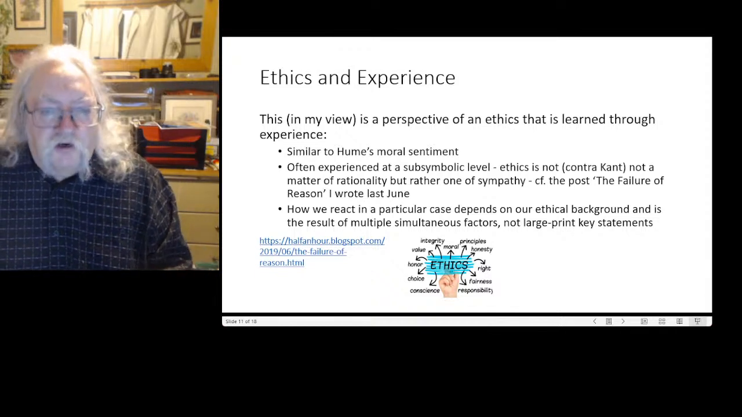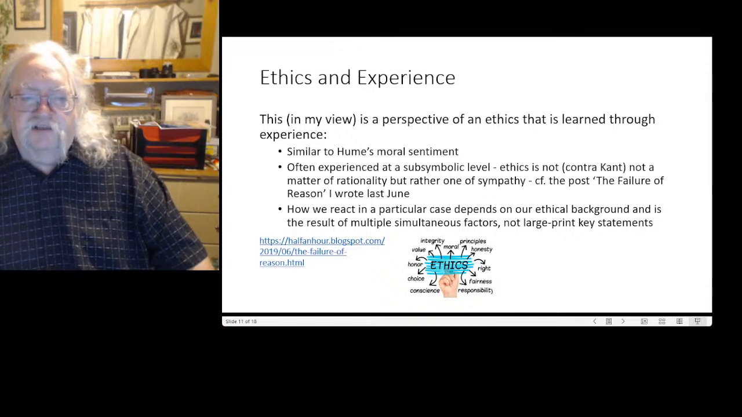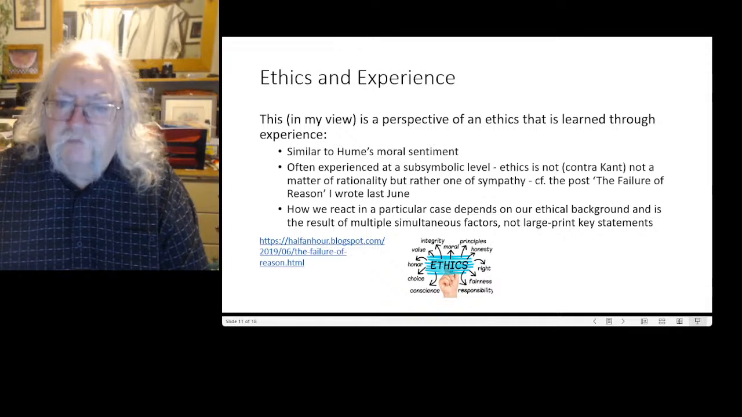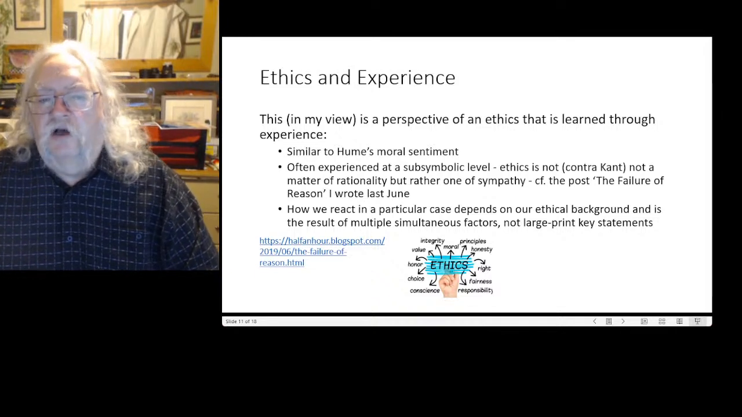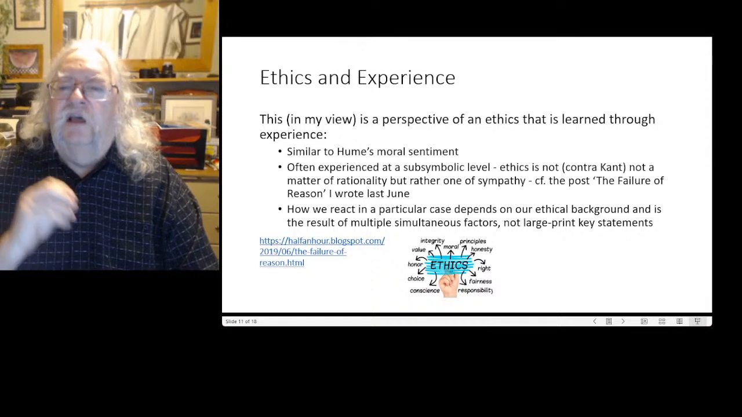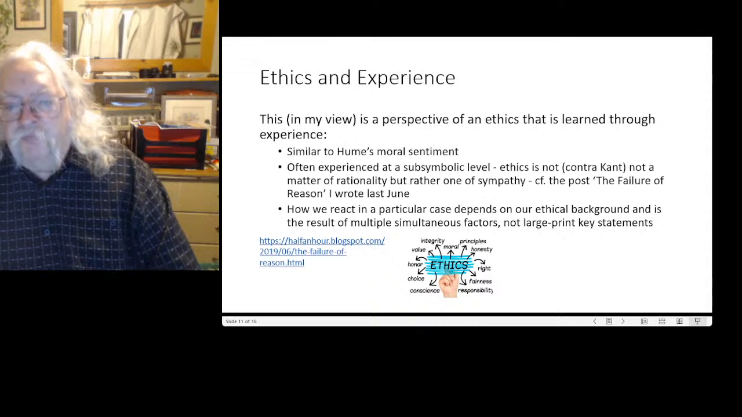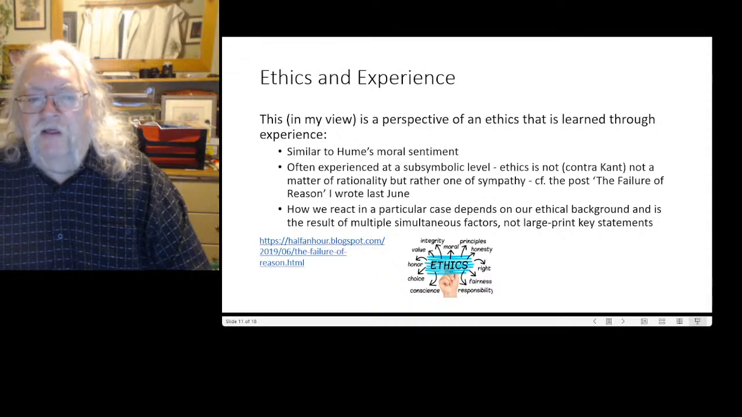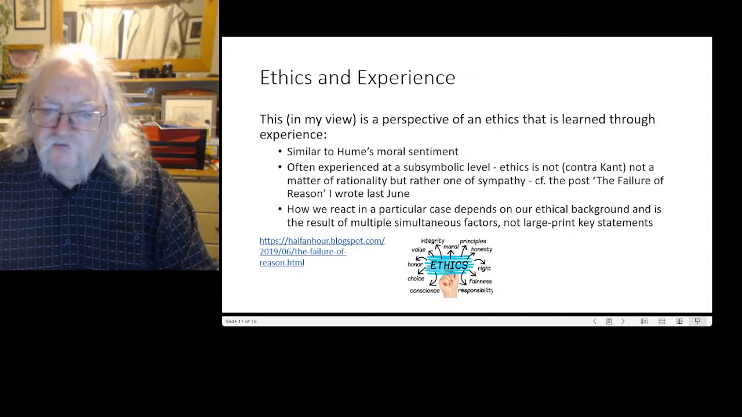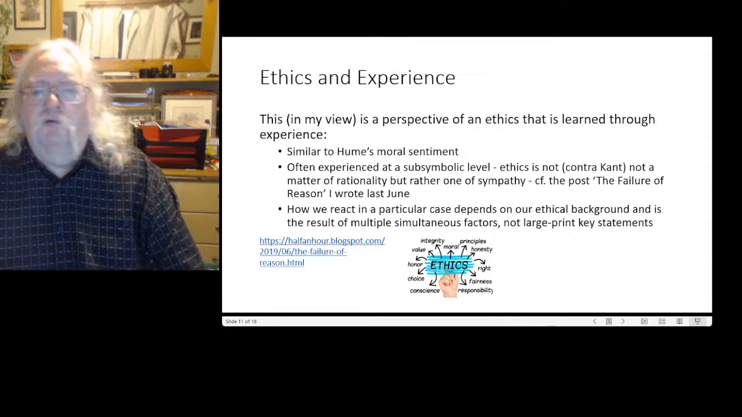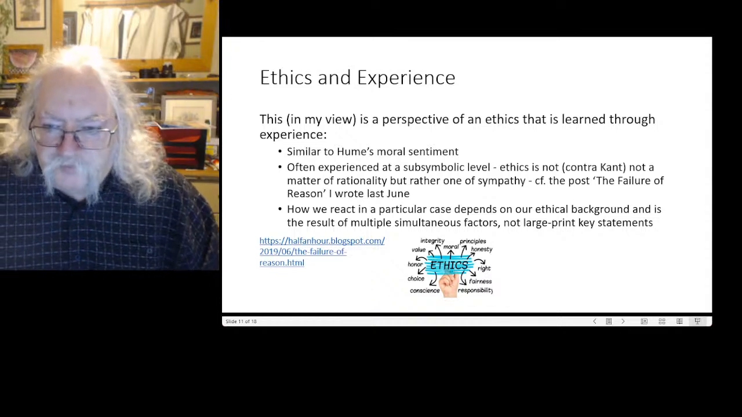And this is very similar to Hume's moral sentiment. I think of this as something that happens at a sub-symbolic level. In other words, it's a type of tacit knowledge, a type of personal knowledge. It's ineffable. It's not a matter of rationality, as Kant would say, but rather one of sympathy. And we'll talk about that in a few moments. And I wrote about that a while back in a post called The Failure of Reason.